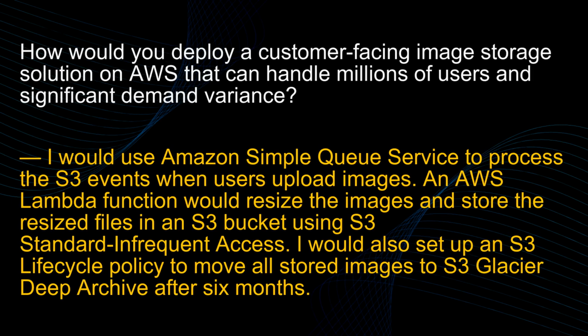How would you deploy a customer-facing image storage solution on AWS that can handle millions of users and significant demand variance? I would use Amazon Simple Queue Service to process the S3 events when users upload images. An AWS Lambda function would resize the images and store the resized files in an S3 bucket using S3 Standard-Infrequent Access. I would also set up an S3 lifecycle policy to move all stored images to S3 Glacier Deep Archive after 6 months.